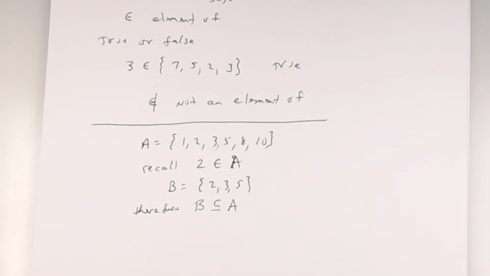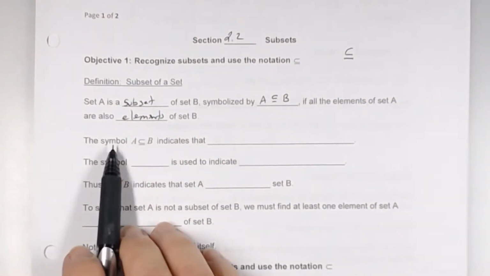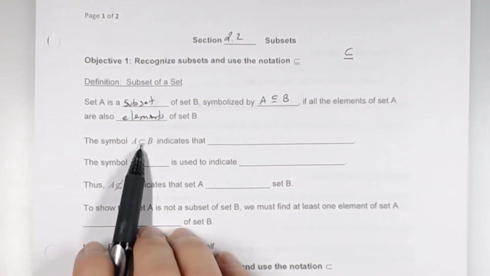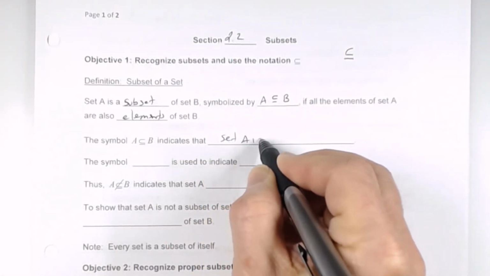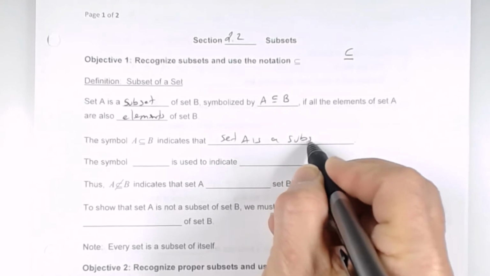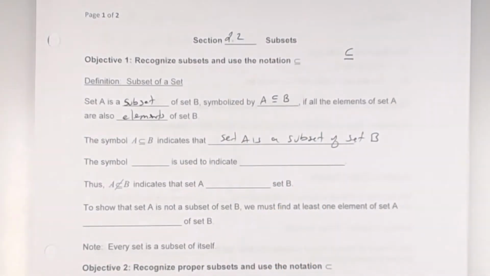All right, so B is a subset of A. Okay? So let's go back to that handout that I gave you. This symbol right here, this is where we're at. The symbol right here means that set A is a subset of set B. So set A is a subset of set B.